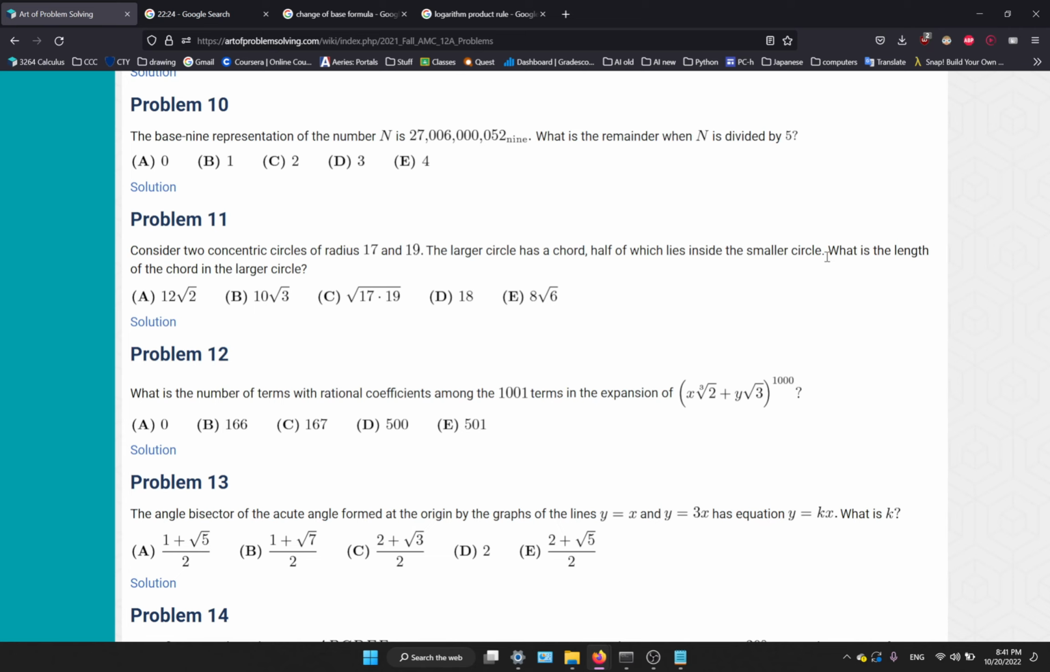Okay, so we got 17 and 17 here. We got 19 and 19 here, but we do not know the angles. That's a big problem. That does not look fun at all. However, what is the Pythagorean theorem? Oh geez, how do you do this?